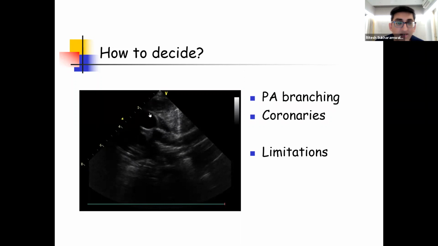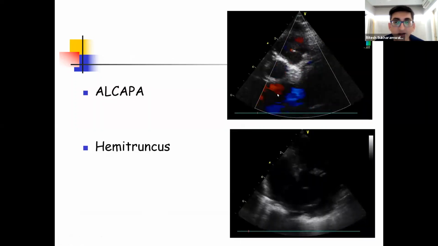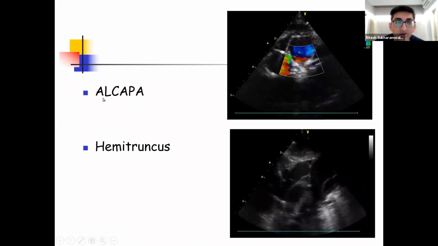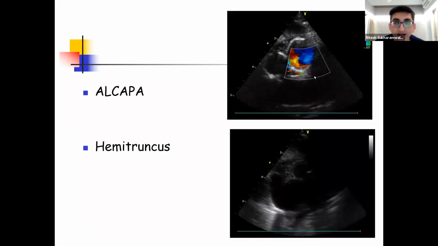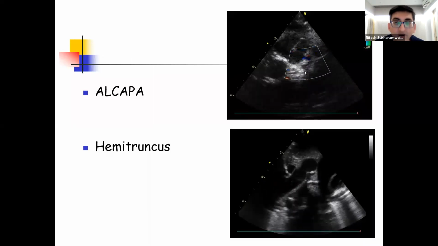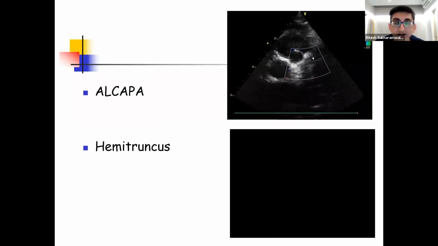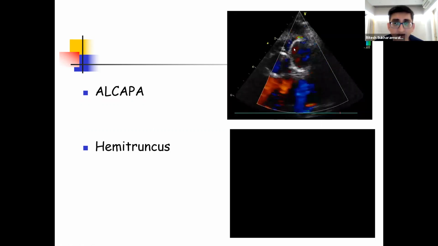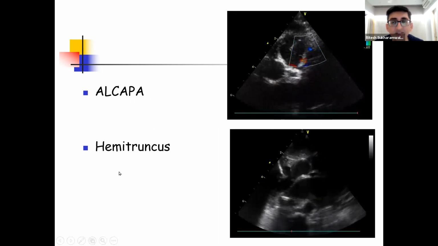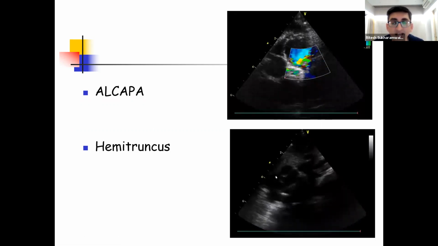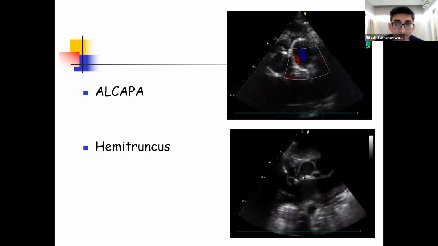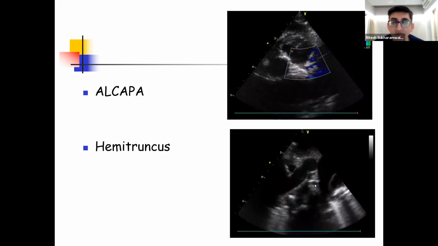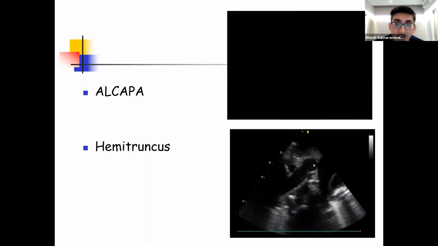But there are a few limitations to this rule also. For example, ALCAPA, the anomalous origin of the left coronary artery from the pulmonary artery. So when you have a coronary artery arising from the pulmonary artery, this vessel is actually the pulmonary artery, though the coronary artery is seen arising from that particular vessel. And hemitruncus. Hemitruncus is when either of the pulmonary arteries is arising from the aorta. In this particular case, what we can see is the main pulmonary artery is continuous as the left pulmonary artery, and the right pulmonary artery is arising from the aorta.